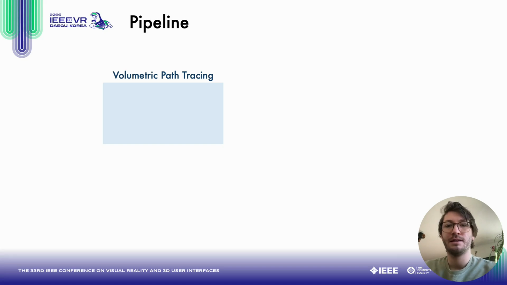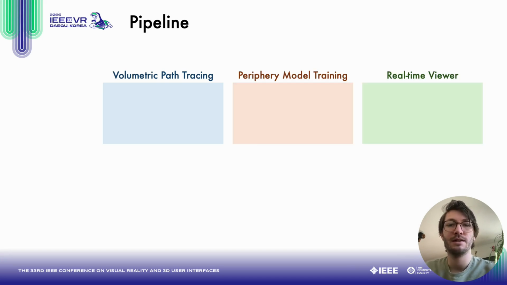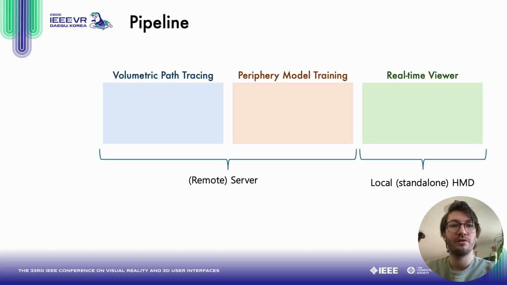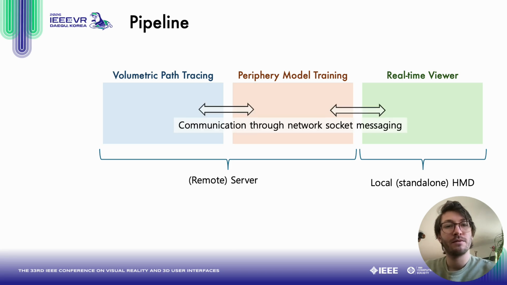Our pipeline thus looks like this. We have 3 main components. One is the volumetric path tracing, the second one is the peripheral model training, and the third is the real-time viewer. Path tracing and peripheral model training usually run on some remote server, while the real-time viewer is local on the maybe standalone head-mounted display. These systems communicate through network socket messaging.